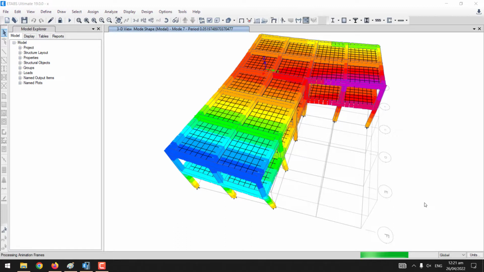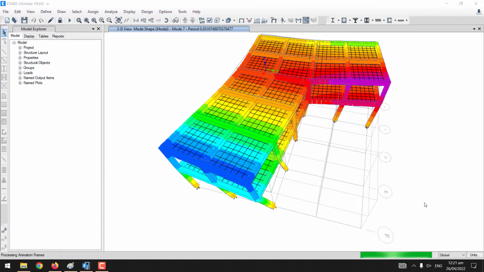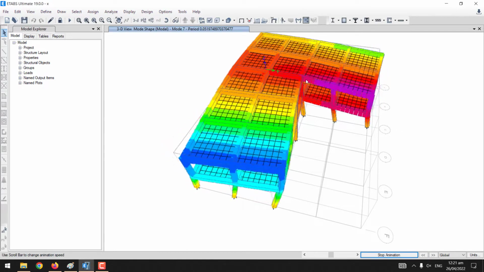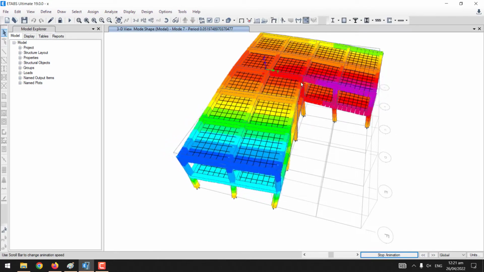ASCE 7-16 defines the existence of reentrant corner irregularity when both plan projections of the structure beyond a reentrant corner are greater than 15% of the plan dimensions of the structure in the given direction. The code highlights its applicability in seismic design categories D, E, and F.